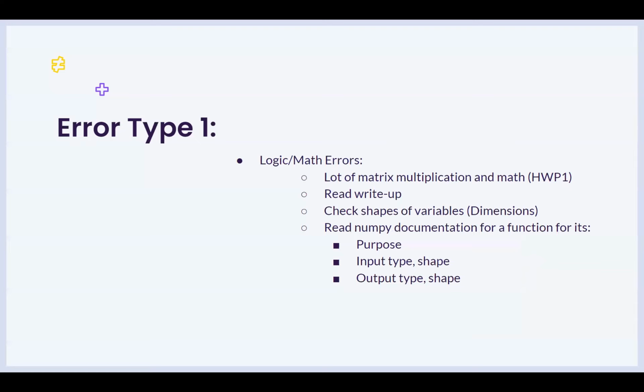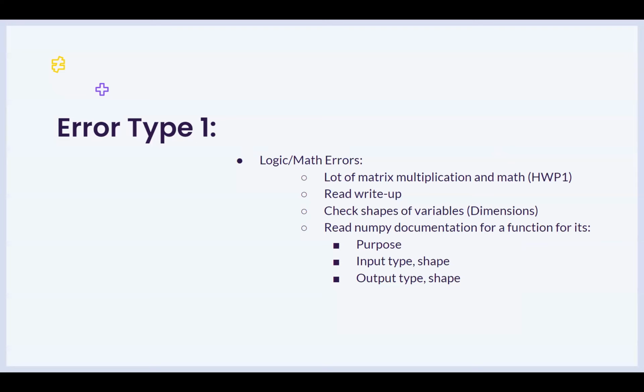Now, the next type of error would be logical and mathematical errors, wherein you have a lot of matrix multiplication and math, particularly in part 1 of the homeworks. Here, the main important thing would be to go through the write-up carefully. We have spent a lot of time in building each and every write-up of every homework, and they have examples which are accurate and can be used to debug your way through the different matrix multiplications that can happen.